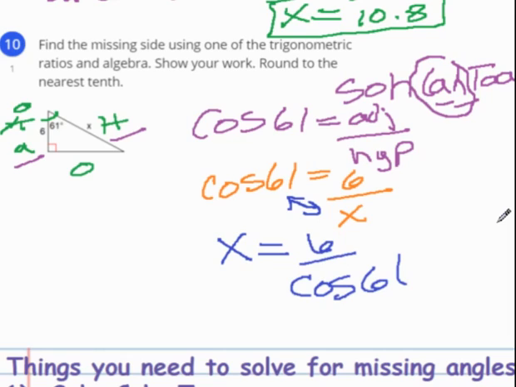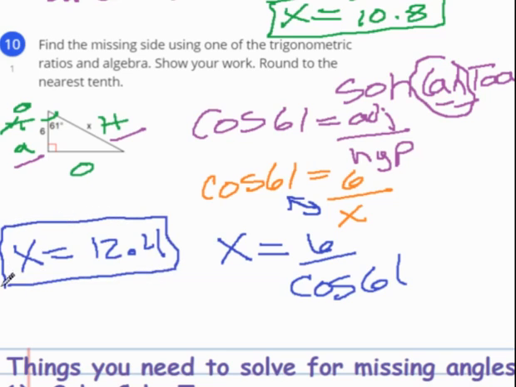And let's ask our calculator. Hey, calculator, what is 6 divided by cosine 61? 12.37599, or x equals 12.4. x equals 12.4 because we're rounding to the tenth on all of these.